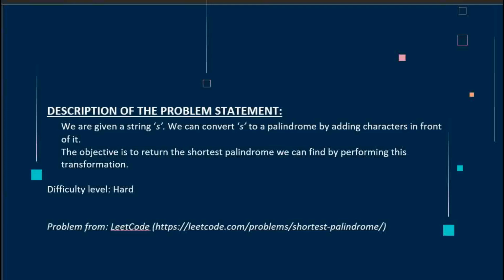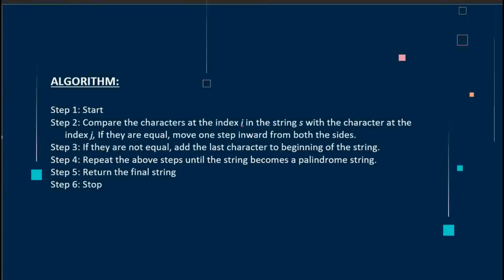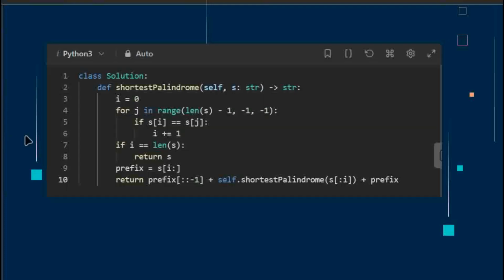This code finds the shortest palindrome by comparing characters from the start and the end of a string. It adds characters from the end to the start as needed until a palindrome is formed. So you can see now, this is the algorithm which I have written for my code. And the next is the code. I will be giving the line by line explanation of this code.